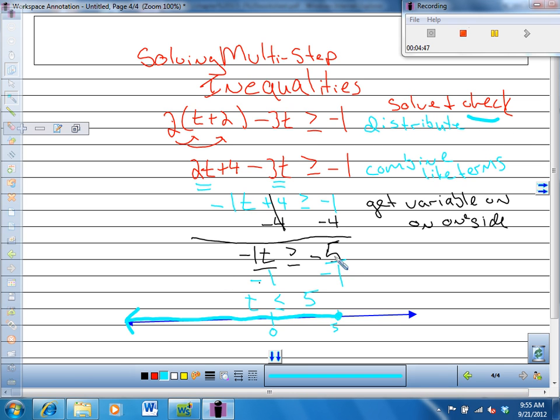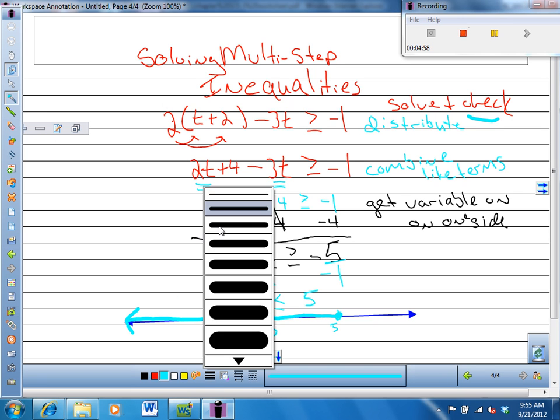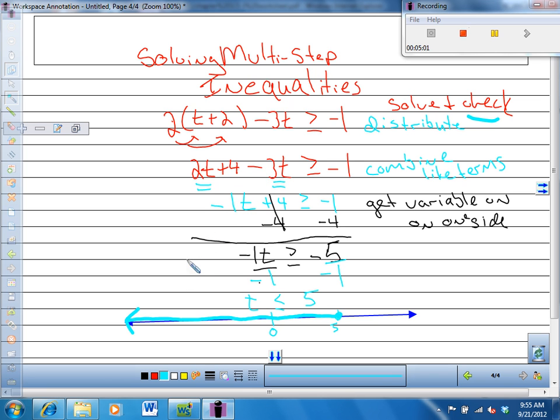Now if I want to check it, the way I would check this one is by taking a number that is less than 5 and plugging it into your original equation. What's a number that's less than 5? It's always easy to pick 0 if it's in that set of numbers, because it's an easy one to plug in. So here's my check. I'm going to start with my original, t times t plus 2. So I'm going to plug in 0 plus 2 minus 3 times 0, and I want to check if that's less than or equal to negative 1. And I want to put a question mark there.